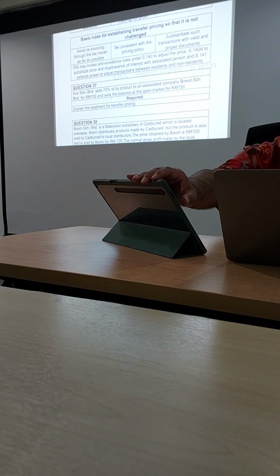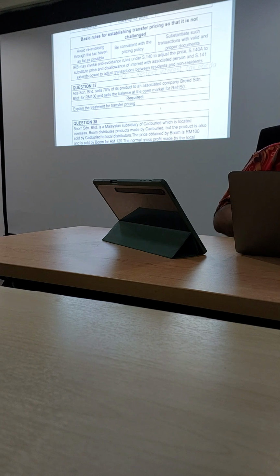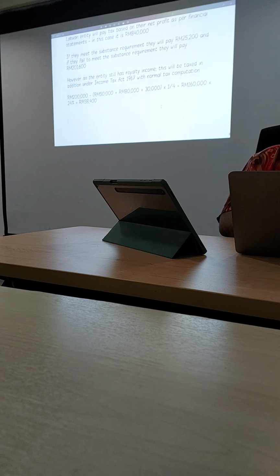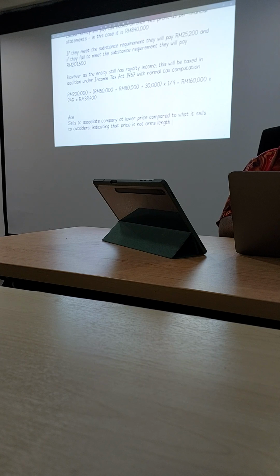ACE sells 70% of its product to associated company Breed for $100 and sells the balance at open market for $150. State the treatment for transfer pricing. So what's going to happen here? ACE sells to the associate company at a lower price compared to what it sells to outsiders, indicating that the price is not arm's length. Does that make sense? Not arm's length, alright?